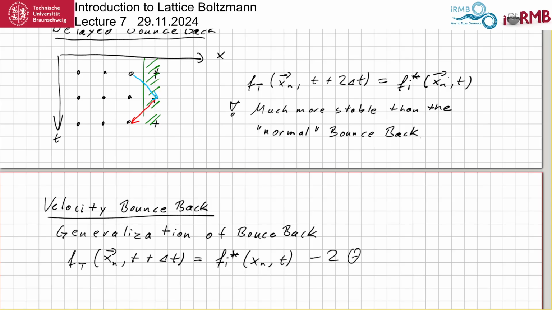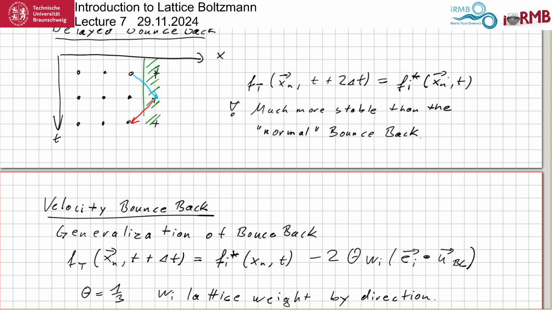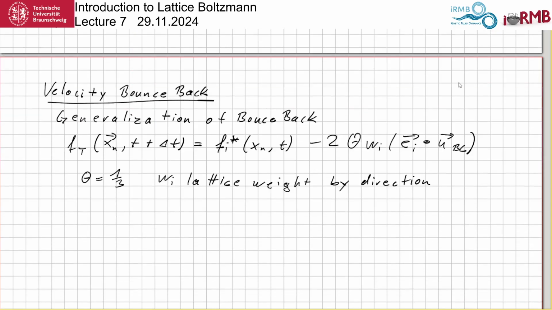Here now comes something like the weight. So this is the theta, the temperature, times the lattice weights times the direction vector of the link times the velocity vector on the boundary that you want to specify, with theta being equal to 1/3 and Wi being the lattice weights. Okay, so this is how you build a velocity boundary condition. I'm not going to explain this in detail because I have something more interesting to tell.